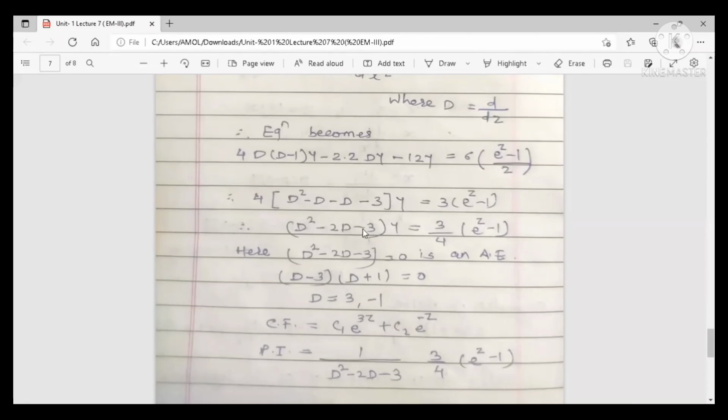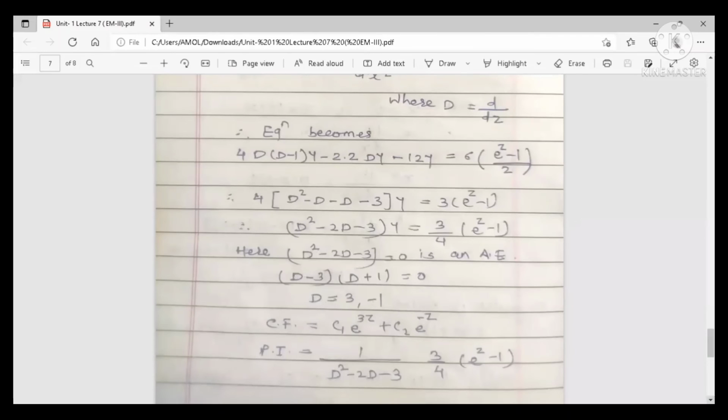It is in the form of phi of D into y is equal to f of z. So you state which is LDE, and here the auxiliary equation is D square minus 2D minus 3 is equal to 0. Now this auxiliary equation, its degree is 2, so you find out the factors. The factors are (D minus 3)(D plus 1) is equal to 0, because minus 3 plus 1 addition is minus 2 and the multiplication is minus 3. So the factors are (D minus 3)(D plus 1) is equal to 0, and so D is equal to 3 and minus 1.